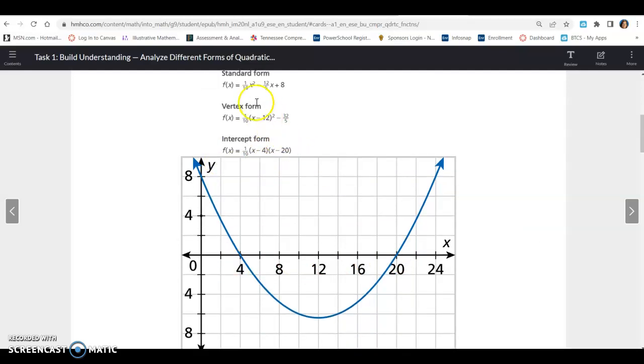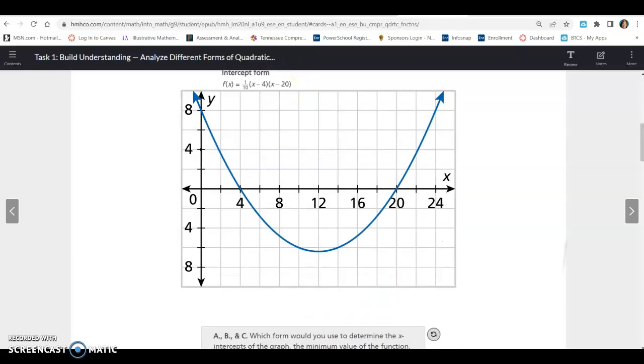Remember, the vertex form determines the vertex. So at 12 and negative 32 over 5, so this would be at 12 and down. It's a fraction. You can see it's just past 6, and that makes sense since 6 times 5 is 30 and 2/5 left over. So that would be negative 6 and 2/5. And then standard form gives you your intercept. So 8 comes from the y-intercept in standard form.